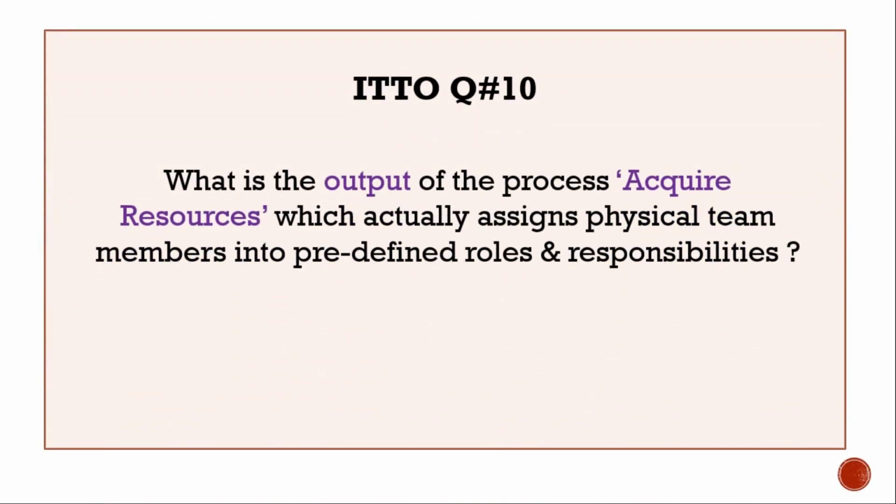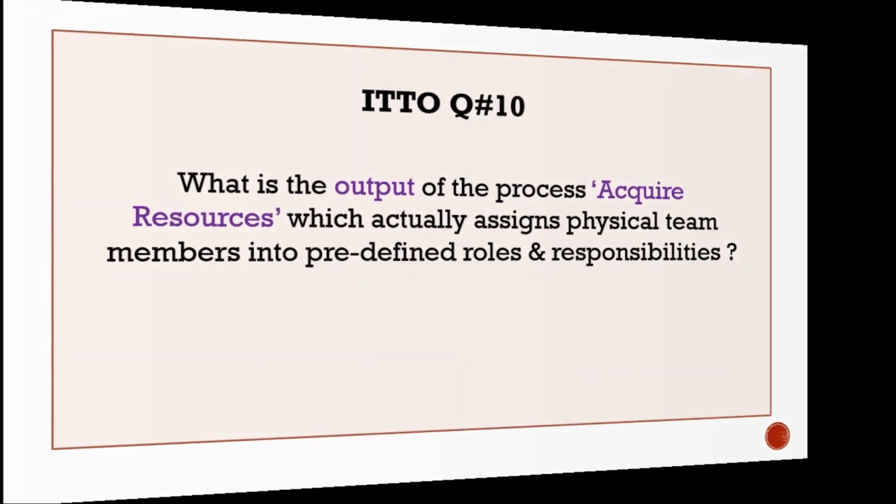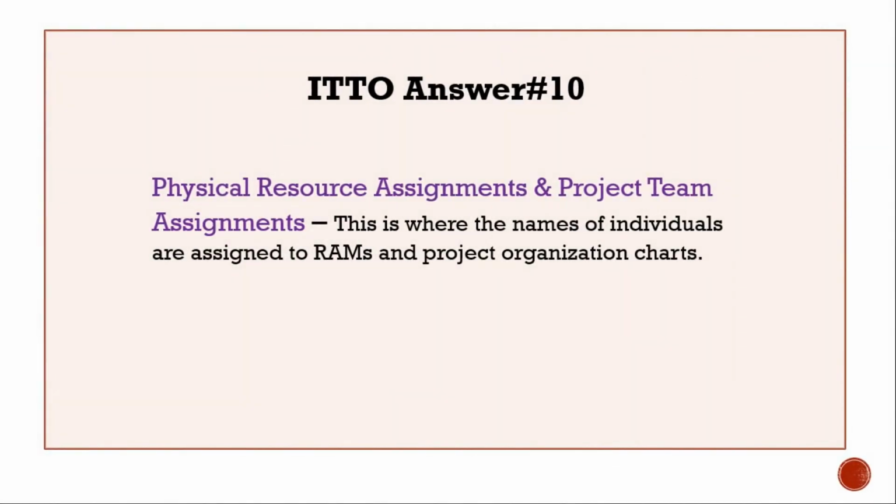ITTO question number 10. What is the output of the process acquire resources which actually assigns physical team members into predefined roles and responsibilities? Answer: physical resource assignments and project team assignments. This is where the names of individuals are assigned to resource assignment matrix and project organization charts.